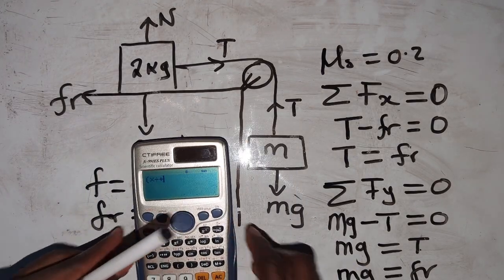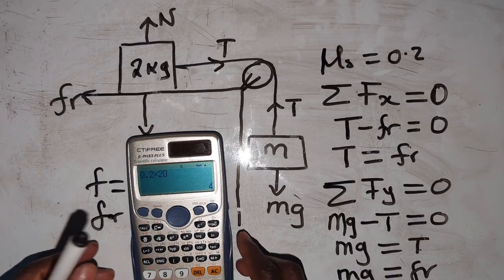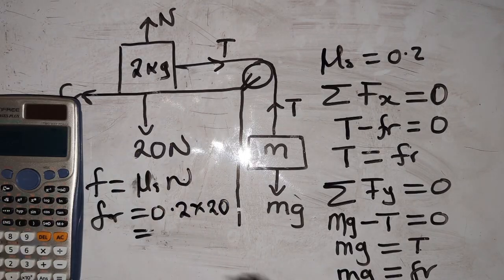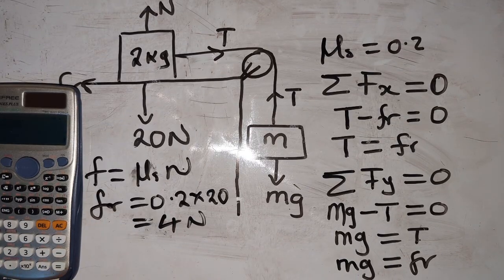Okay, so here is our calculator. So if I say 0.2 multiplied by 20, I'm getting a force of 4 newtons. So when you get your 4 newtons, you expect that this is the same force which you are going to put on the part of a friction force, which is here.